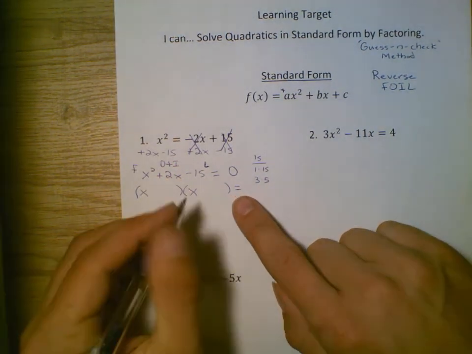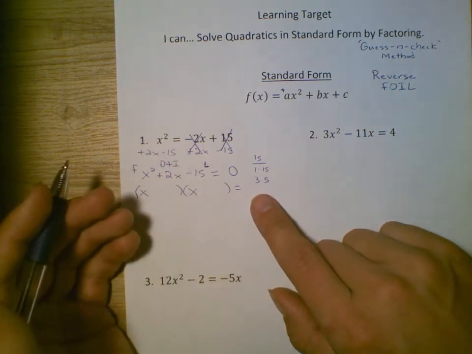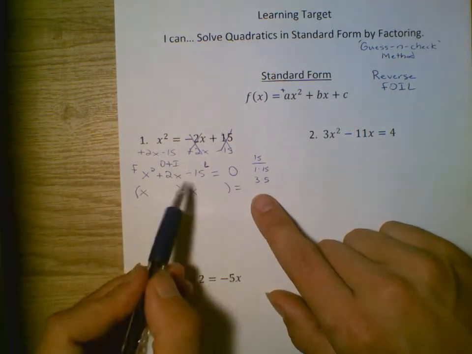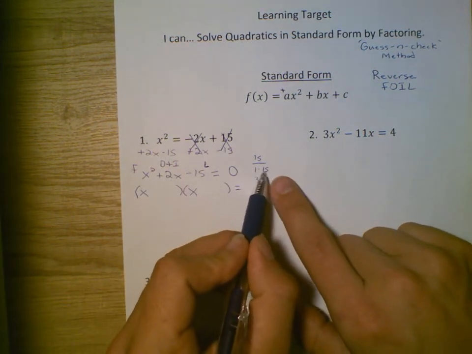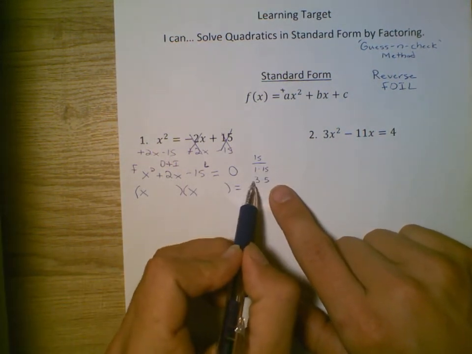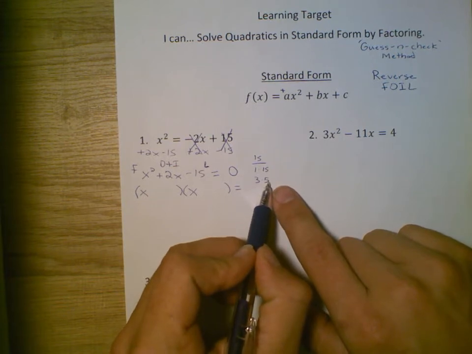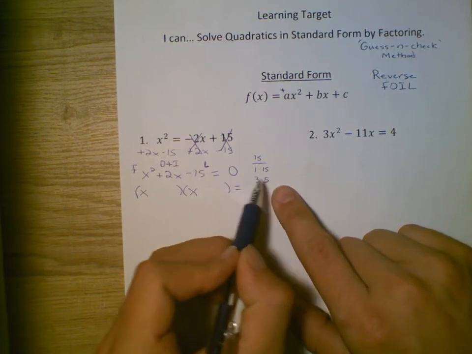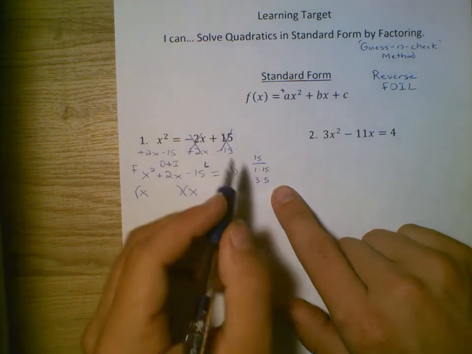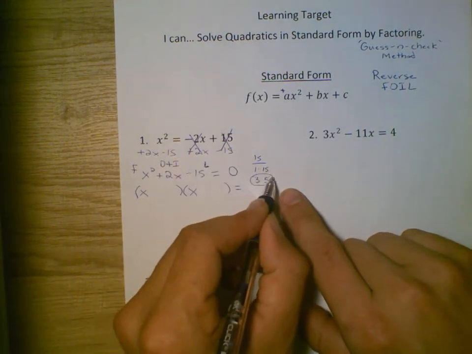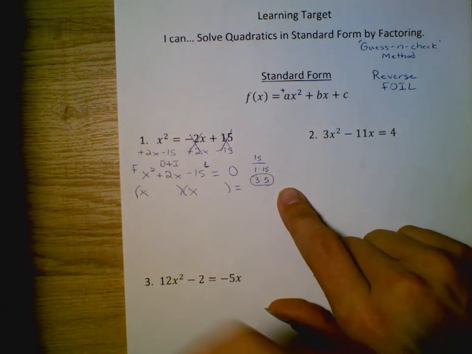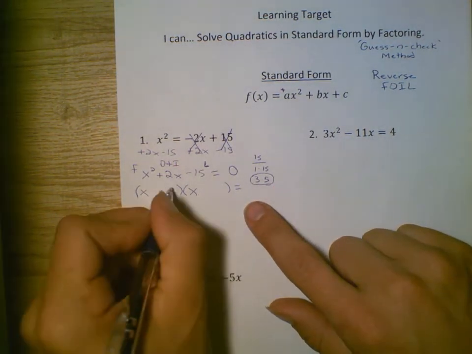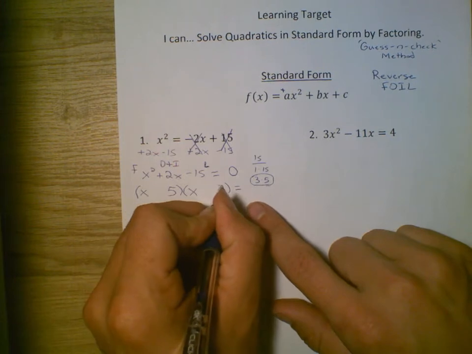Now, you want to use a little bit of intuition here. What I mean by that is, if I want a 2x in the middle, am I going to be better off with the 1 and 15 or the 3 and 5? Hopefully you notice that 3 and 5 are 2 apart. So we're probably going to want to choose the 3 and 5 to guess first. I'm using intuition to make that guess. So I'm going to plug in 5 and I'm going to plug in 3.